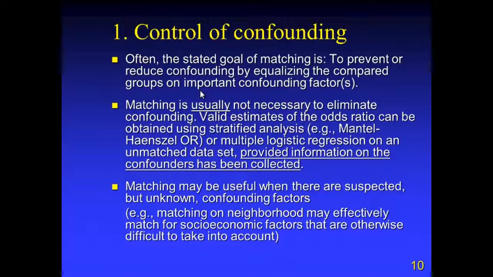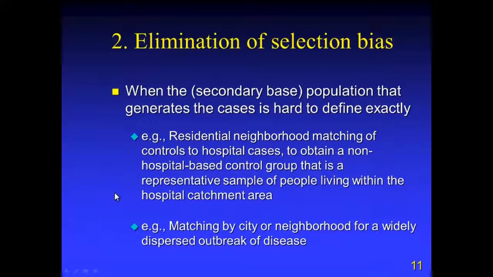So it's often not necessary, but it can be useful if, say, we want to match on neighbourhood and we think that there are some important but unknown confounding factors associated with neighbourhood. These could be something to do with socioeconomic status, and so by matching on neighbourhood we can effectively take that into account.